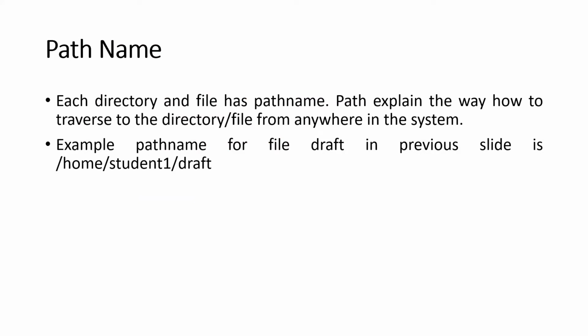Okay, next is the path name. So each directory and file has a path name. Path explains the way how to traverse to the directory or file from anywhere in the system. Okay, like for example, in the previous slide, the path name for file draft is /home/student1/draft. So I don't think that you are able to get the concept of this path name yet, but let's see it in detail in the next slide.